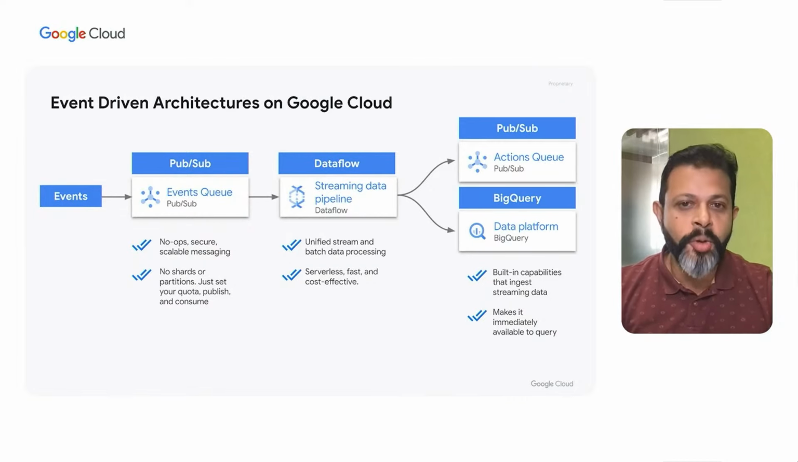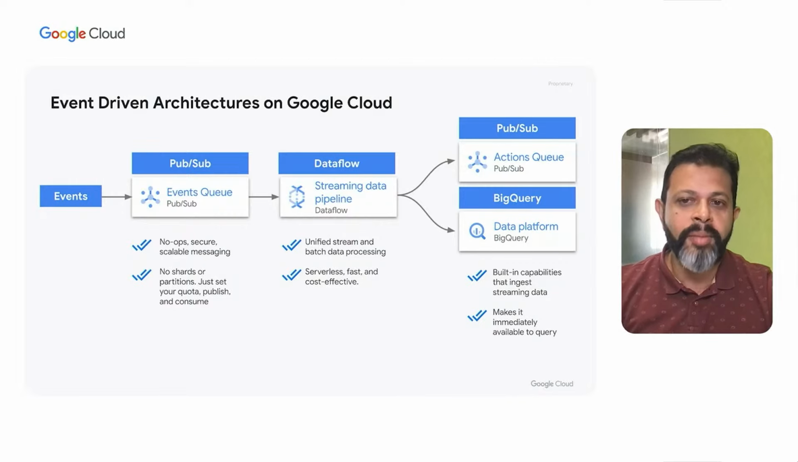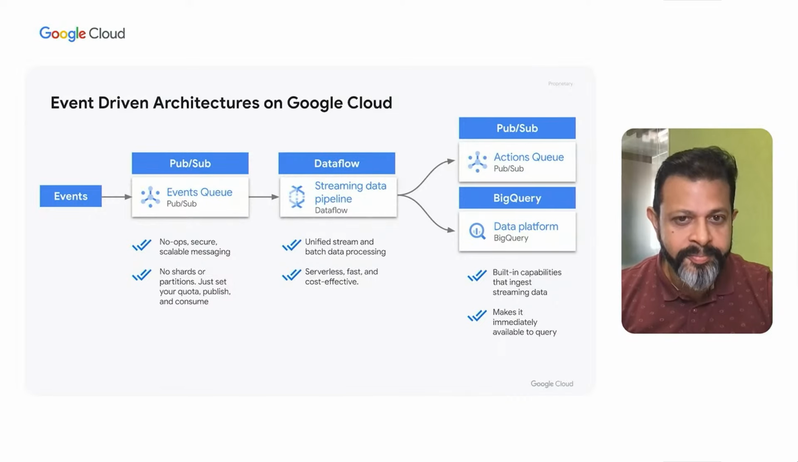Now, each one of these components is very, very unique. So if you look at PubSub, there is no provisioning of PubSub at all. It's completely serverless. There are no shards, there are no partitions, there are no brokers. You just create a topic, publish, and start consuming. It scales global data delivery automatically from 0 to millions of messages per second.